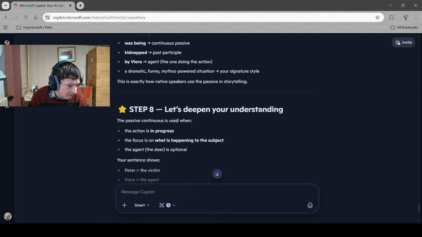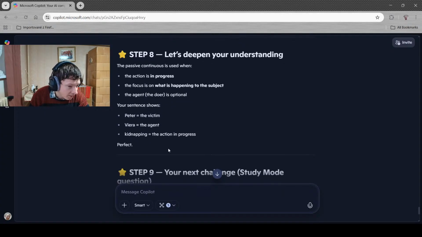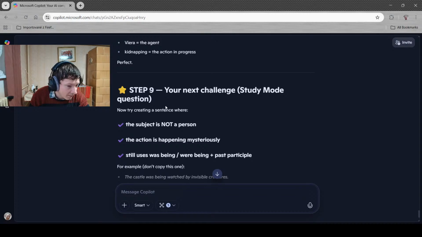Step 8. Let's deepen your understanding. The passive continuous is used when the action is in progress. The focus is on what is happening to the subject. The agent, the doer, is optional. Your sentence shows Peter the victim, Viera the agent, kidnapping the action in progress. Perfect.